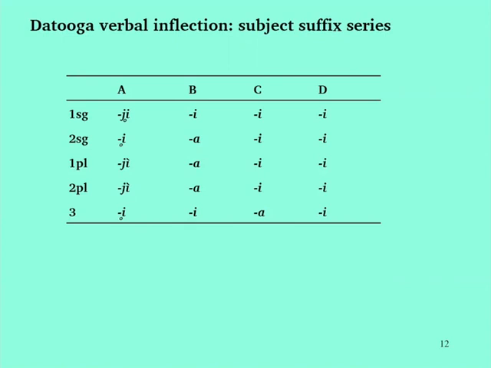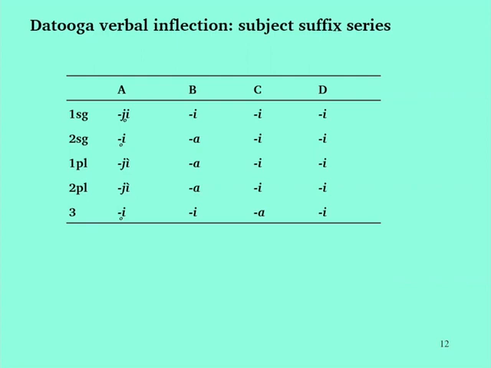So you can see that series A presents three suffixes with a syncretism of the first person and the second person plural in the form G, and second person singular and third person in the form I. Series B presents a differentiation by two distinct suffixes with syncretisms of first person singular and third person in the form I, versus second person singular and plural and first person plural converging in the form A.